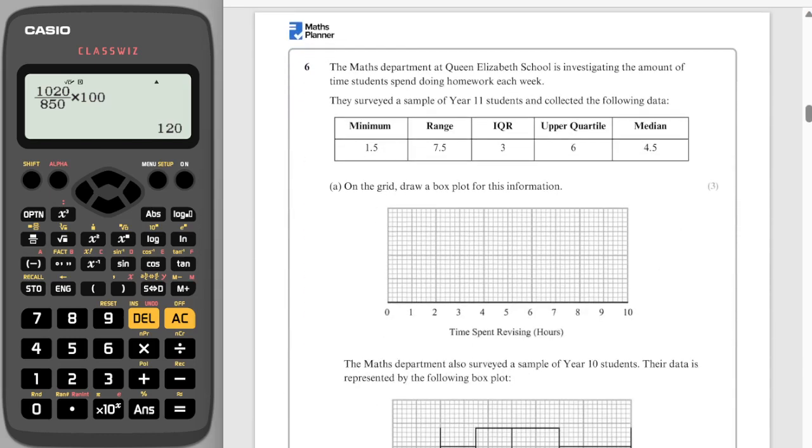Right, question 6. The maths department at Queen Elizabeth School is investigating the amount of time students spent doing their homework each week. They surveyed a sample of Year 11 students and collected the following data: median, range, interquartile range, upper quartile. Okay, so we've not got the maximum value, but we can work that out from the range. On the grid, plot this information. So 1.5 is my minimum, so halfway between 1 and 2, I'm going to have a dash. The range is going to be 7.5, so that's going to take me up to 9.